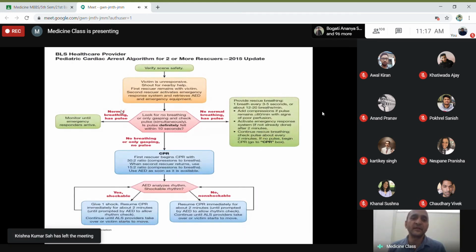Monitor. If there is normal breathing and a pulse but the patient is unresponsive, monitor until emergency responders arrive. If they come, then shift the patient to the ICU or elsewhere. So what this chart shows is that not every unresponsive patient needs CPR.